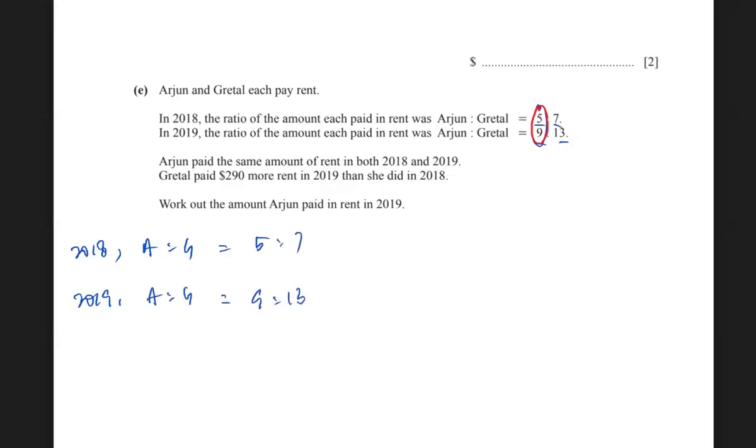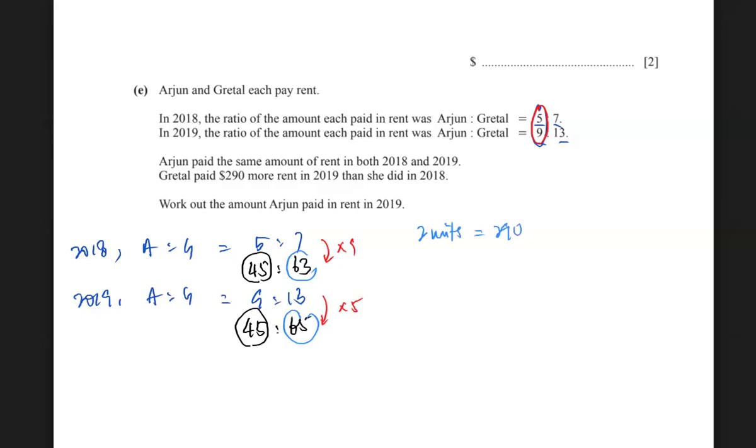Okay, using equivalent ratios, I want to make Arjun's ratio exactly the same. So what I'm going to do here is just times 9, here times 5. So this will become 45 to 63, 45 to 65. Okay, now Arjun's ratio is exactly the same. I just need to look at Gretel's portion, 63 to 65. So there's a change in 2 units. So I can say that 2 units is the $290 that was stated in the question.